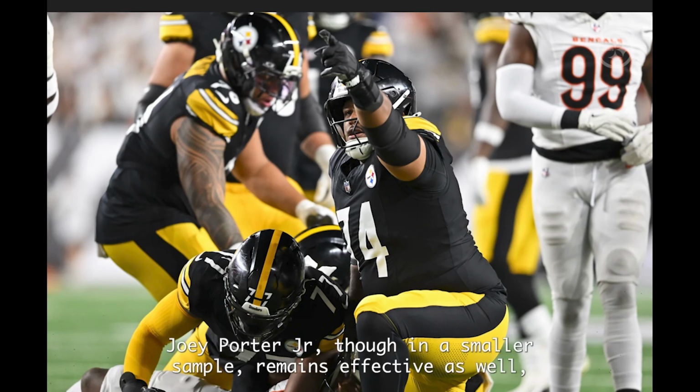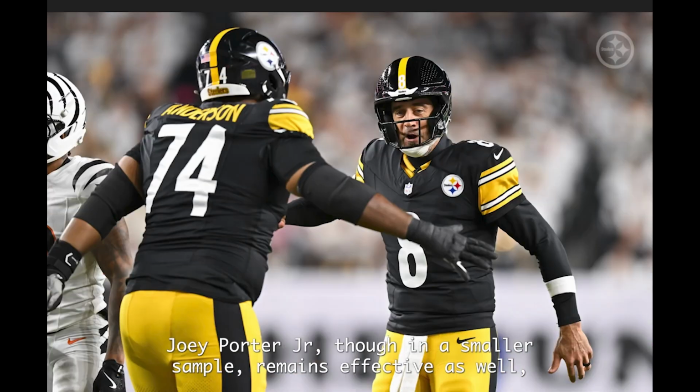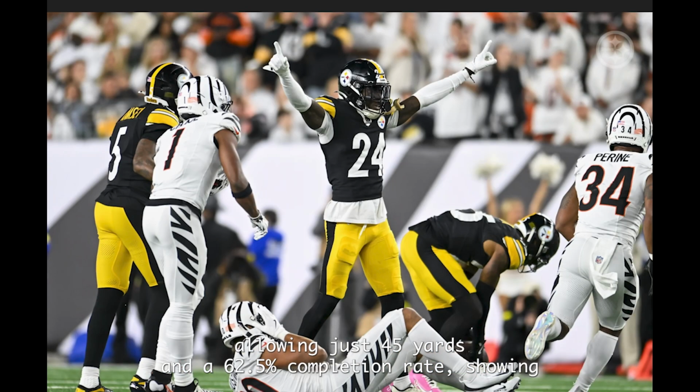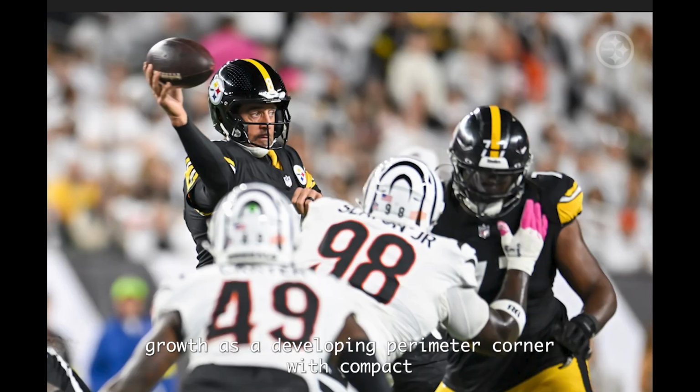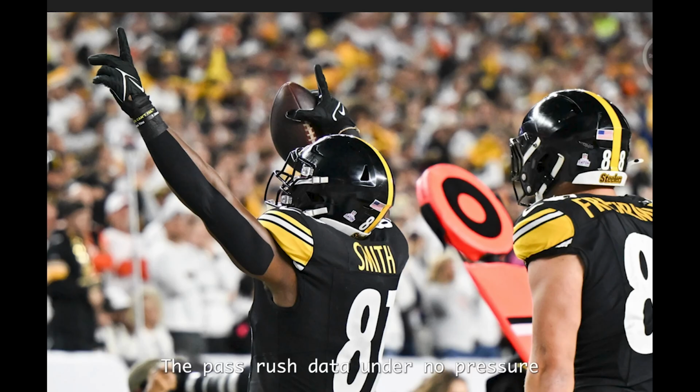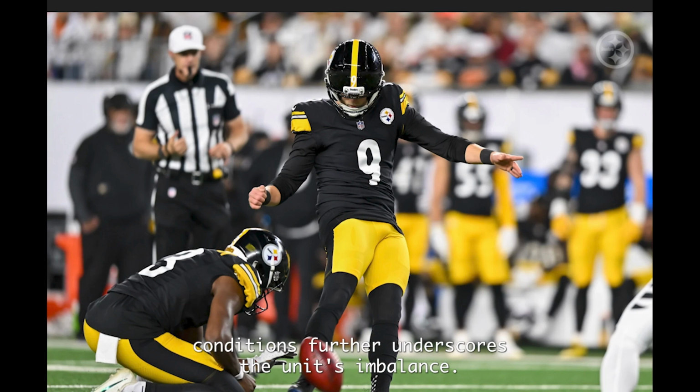Joey Porter Jr., though in a smaller sample, remains effective as well, allowing just 45 yards and a 62.5% completion rate, showing growth as a developing perimeter corner with compact 1.9-yard average separation. The pass rush data under no-pressure conditions further underscores the unit's imbalance.